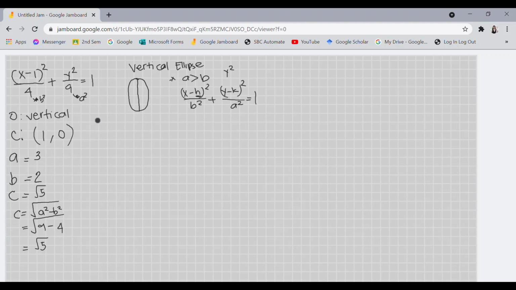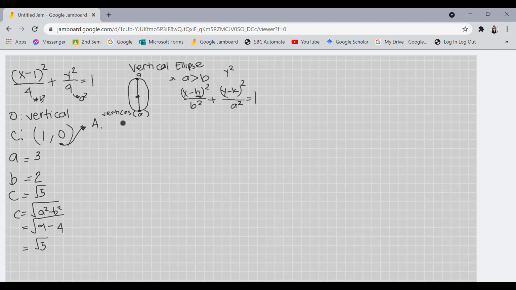So, let's start with a for your vertices. So, vertices, that is in terms of a. So, nandito yung atin, vertical ellipse, ibig sabihin up and down. From your center, you are going up and down for a. So, you are from (1, 0). Kapag up and down tayo, ang nagbabago ay yung y coordinate. Okay? So, change tayo ng y coordinate for the vertices.